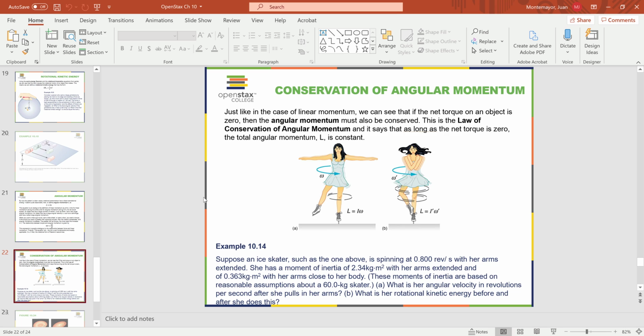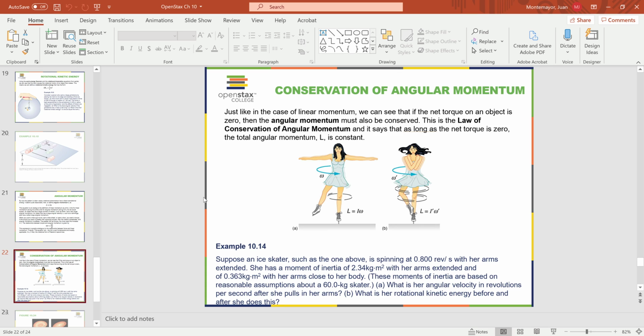So, just like in the case of linear momentum, we can see that if the net torque on an object is 0, then the angular momentum must also be conserved. This is the law of conservation of angular momentum, and it says that as long as the net torque is 0, the total angular momentum is constant.